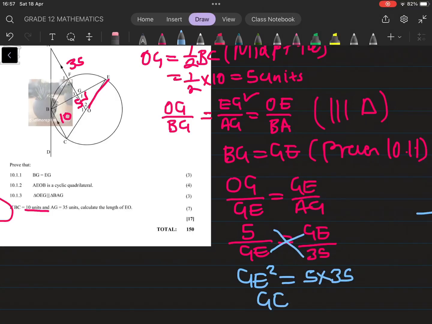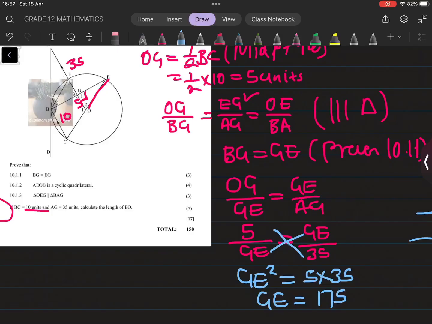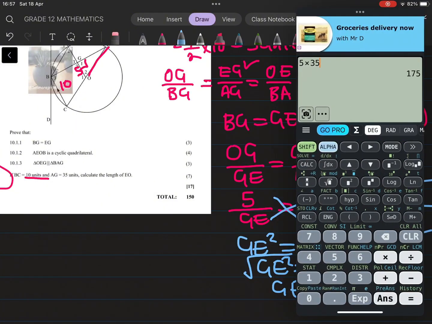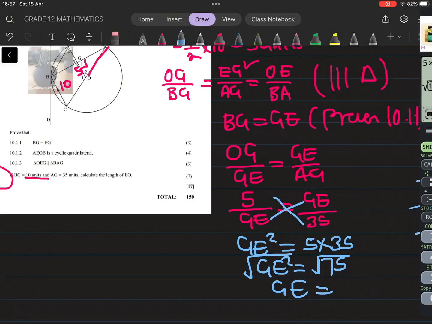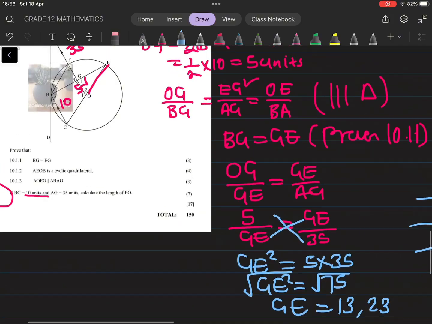Then we're going to have GE squared, which is 175. Oops, let me put a square there. Right? Then we have GE, you square both sides. Then you'll have GE to be equal to the square root of 175. That gives us 13.23. Then we're going to have 13.23 units. Remember, we are not looking for GE. However, we are looking for OE.